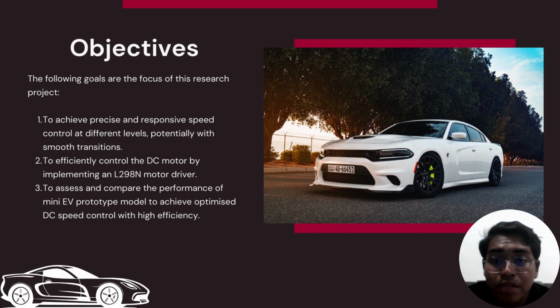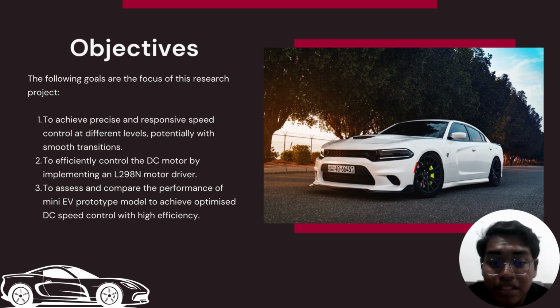Next are the objectives. There are 3 objectives for this project. The first is to achieve precise and responsive speed control at different levels, potentially with smooth transition. The second objective is to efficiently control the DC motor by implementing an L298N motor driver. The third objective is to assess and compare the performance of the mini EV prototype model to achieve optimized DC speed control with high efficiency.